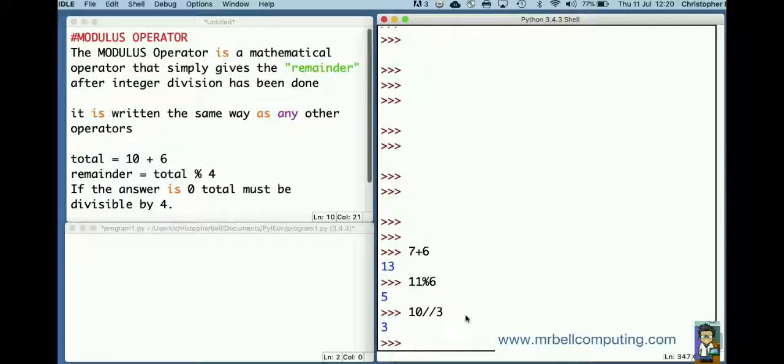So I need to find out the remainder. I could go 10 modulus 3. What is the remainder after 3 has been divided into 10 whole times? So obviously we get 3, 6, 9. The difference is 1. So the answer of 10 modulus 3 is 1.